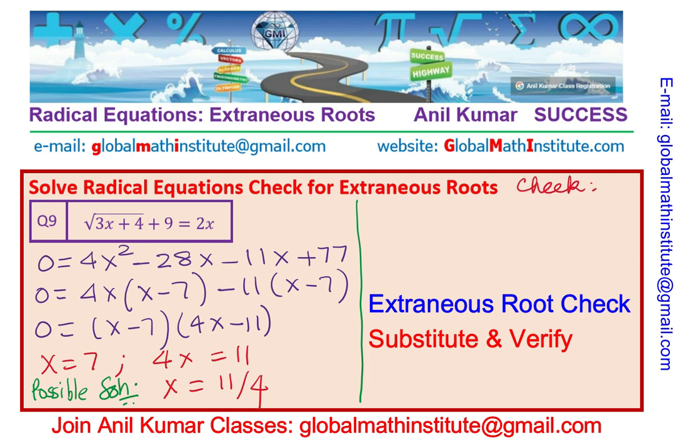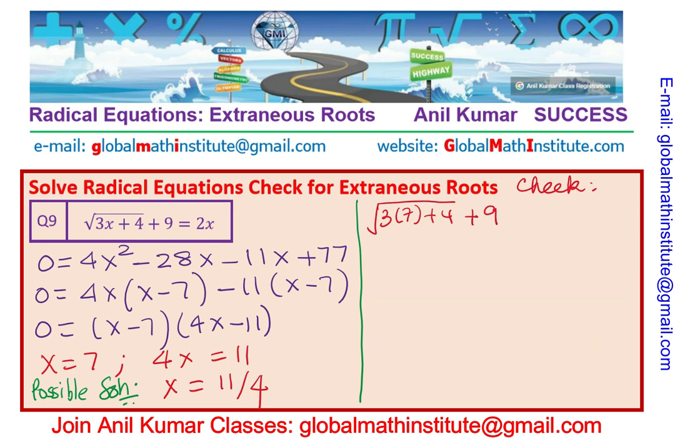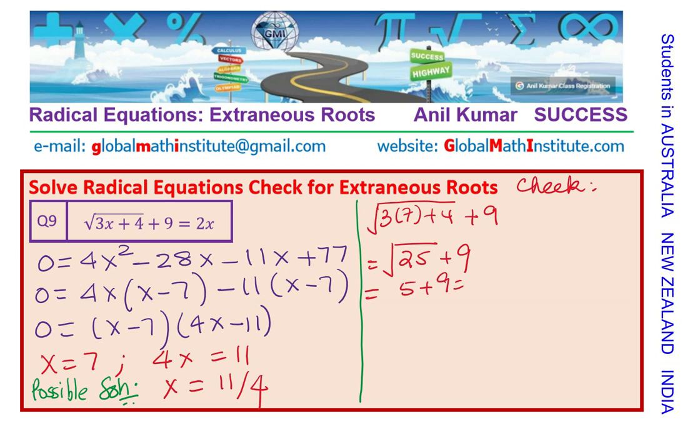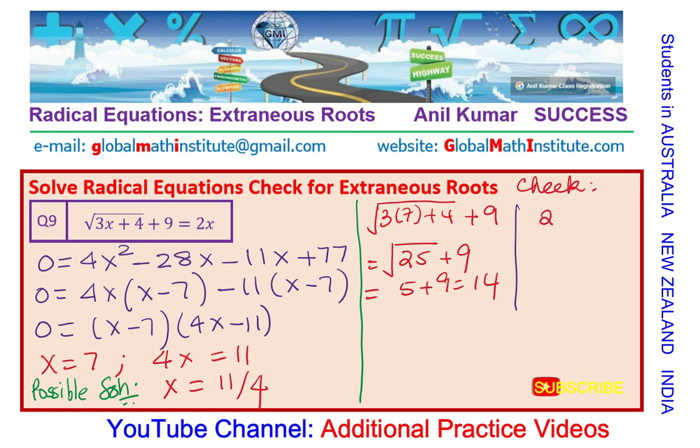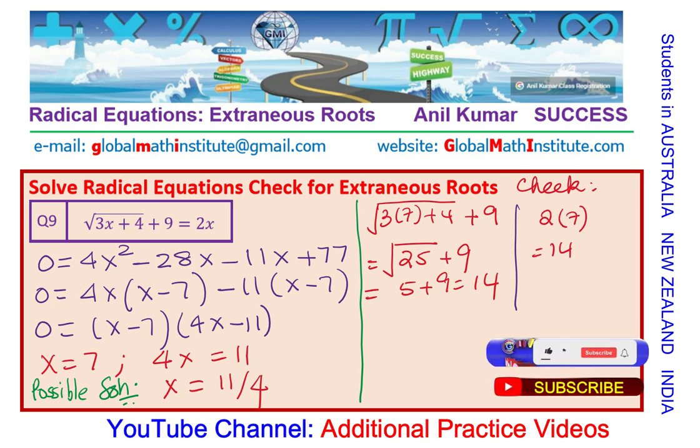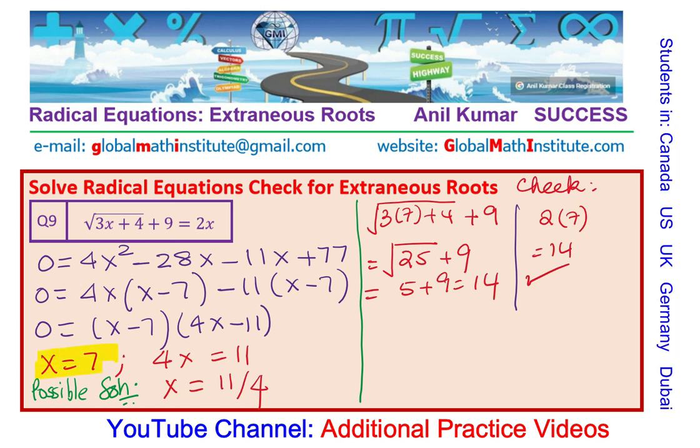So if I put 7 in the equation, which is square root of 3 times 7 plus 4, plus 9, what do I get? Square root of 21 plus 4, 25, right? Plus 9, which is 5 plus 9 equals 14. And on the right hand side, if I put 7, I get 2 times 7, which is equal to 14. So both are equal, right? So this is perfect. So one solution we have confirmed, that x equals 7 is perfect. No issues there.